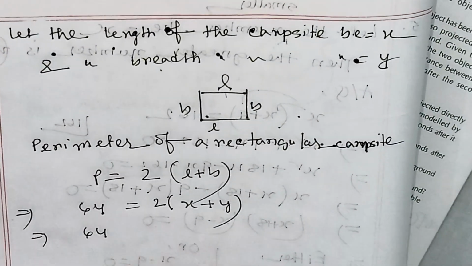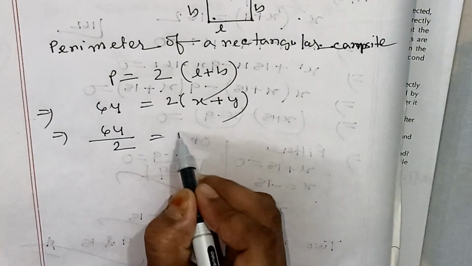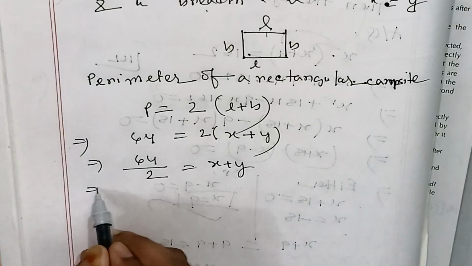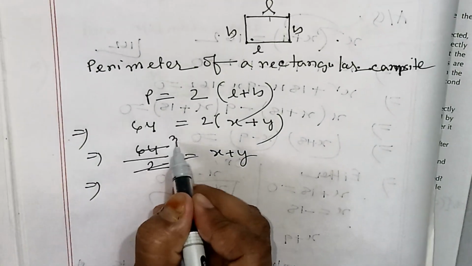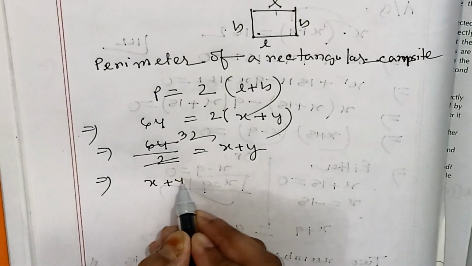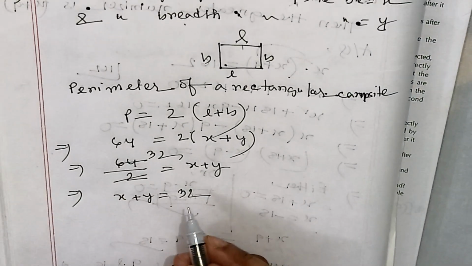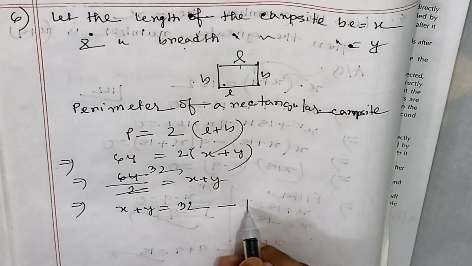So 2(x plus y) is equal to 64. The 2 on the left goes to the right-hand side as divide. So 64 divided by 2, 3 twos are 6 and 2 twos are 4. So x plus y is equal to 32. Okay, this is equation 1.